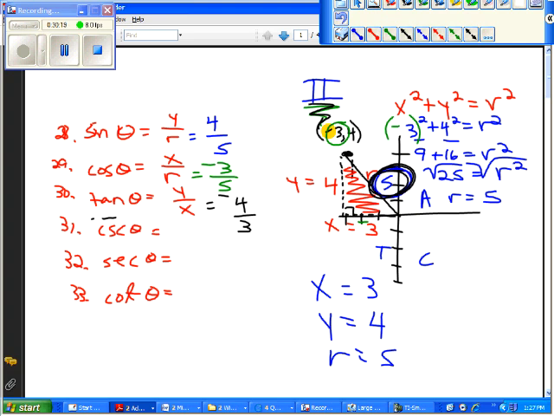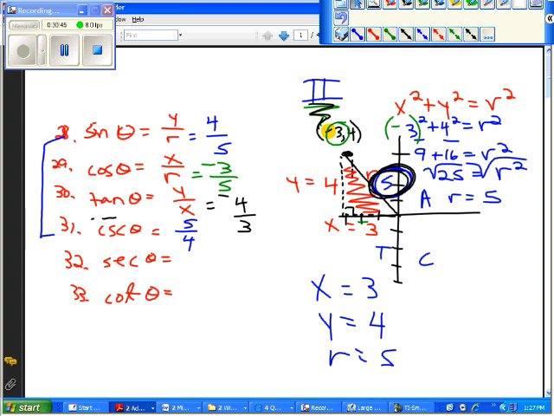All right. Now let's think about cosecant. Cosecant is the reciprocal of sine, so it's going to be 5/4. Now, when you take a reciprocal, does it change the sign? It does not change the sign. So if sine was positive, its reciprocal is positive.